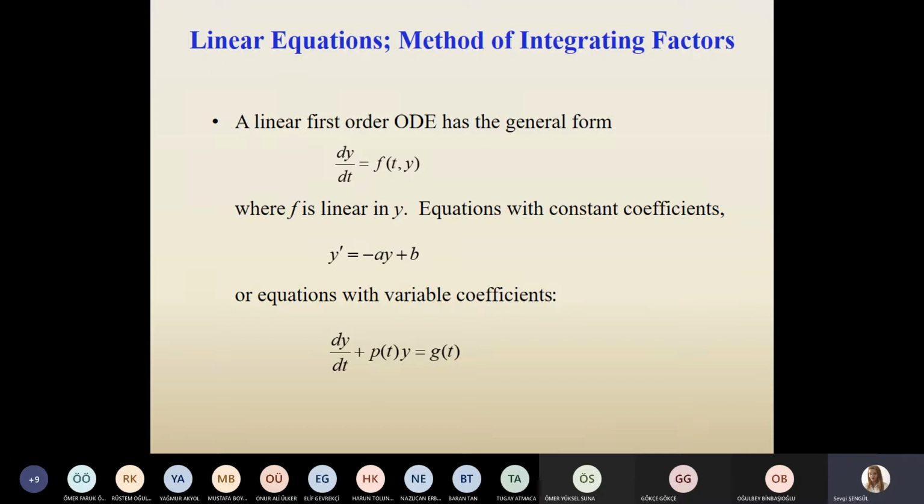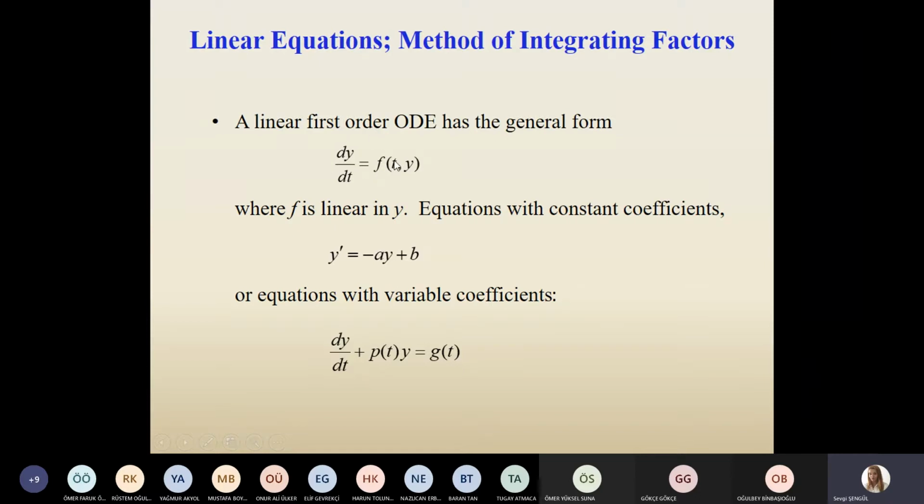As I told you, we will start with the solution of linear first order differential equations and the solution technique we call the integrating factor. I will tell you how we will do it step by step. But firstly, the linear first order ordinary differential equation has this form.